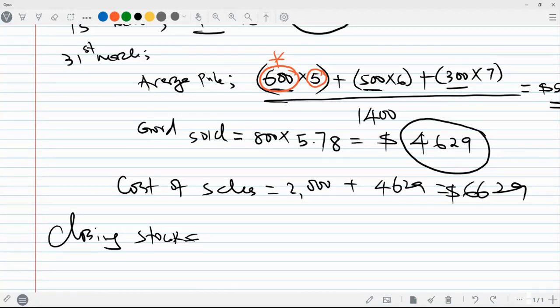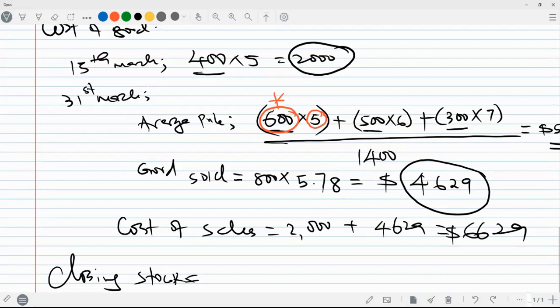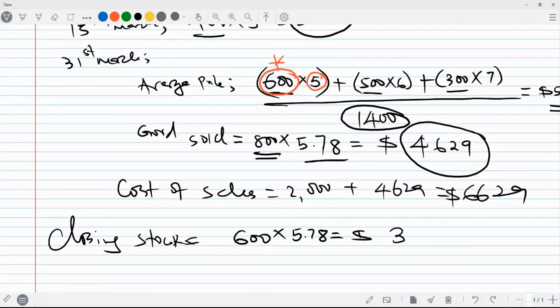Now the items you have sold so far on that first March is 800. The items we have in total as at that first March is 1,400. Then we sell 800, we remain with 600. Therefore, it will be 600 times the cost per item, which is 5.78. Do you know how much? 3,468. 3,468 dollars.